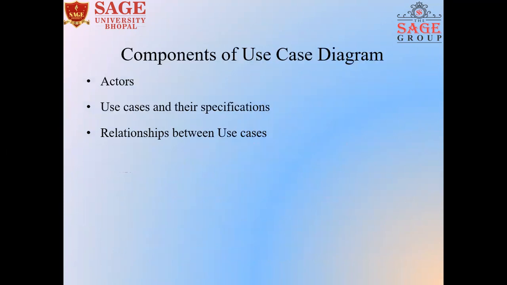Here are components of the use case diagram. So there are mainly three components of the use case diagram called actors, means users of the system, use cases and their specifications, and the relationship between the use cases.